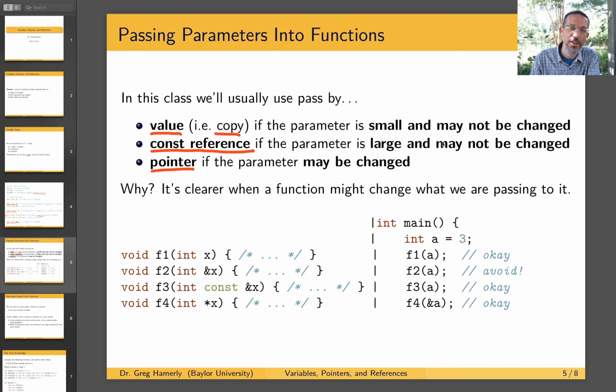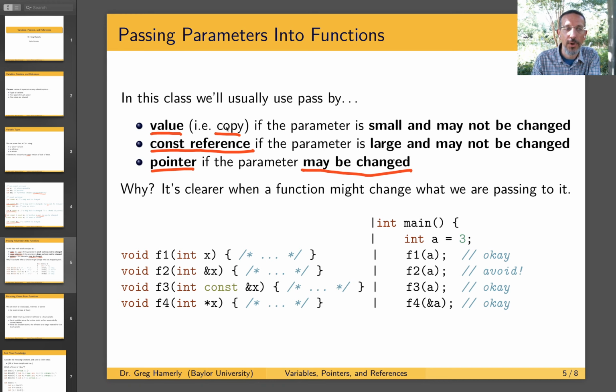So what's the difference between small and large? Well, an int is small, and usually an object is large. And we'll pass by pointer if the parameter may be changed. Notice that what you don't see in here is pass by reference. Now, on occasion, we will use pass by reference because of some standard ways of doing things, like with output streams and input streams in C++. But we will, wherever possible, only use pass by value or copy, const reference, or pointer.